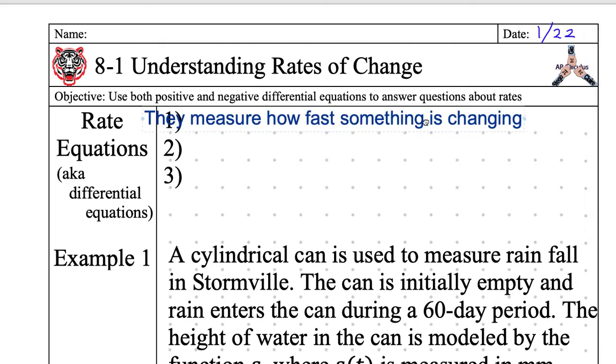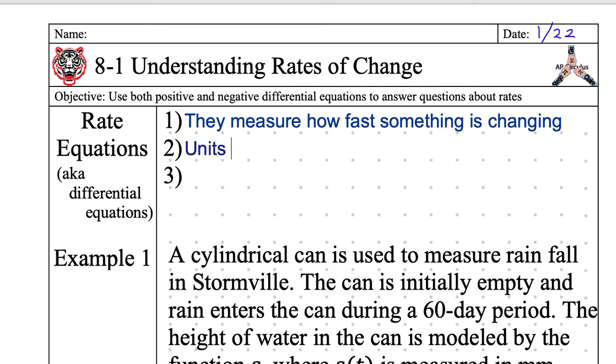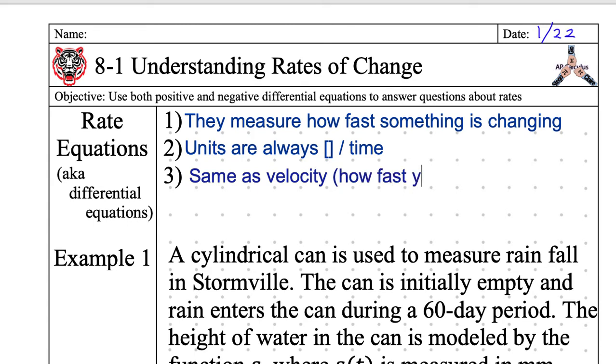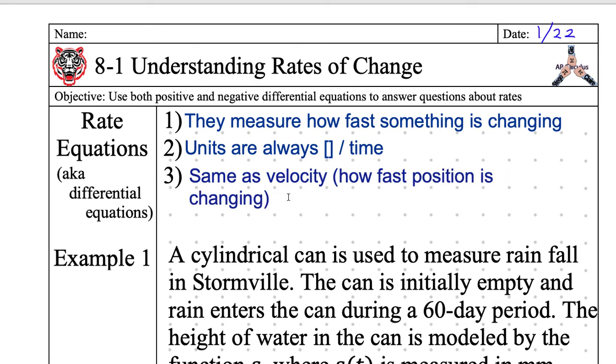That looks better, okay. They measure how fast something is changing. What do they also do? Units are always something, so I'll do like a blank something divided by time. And also, it's basically the same thing as velocity, AKA how fast your position is changing. I guess I can just change this to position because that will keep it all in one line.